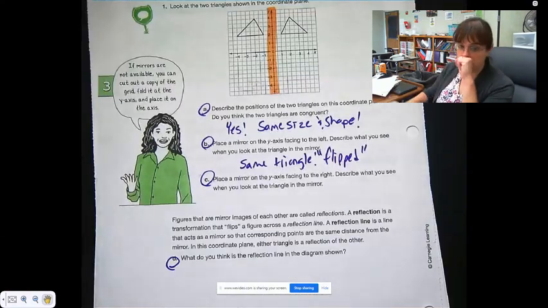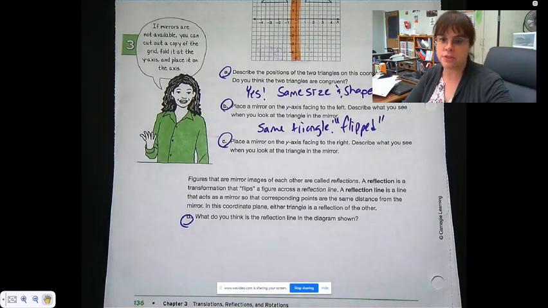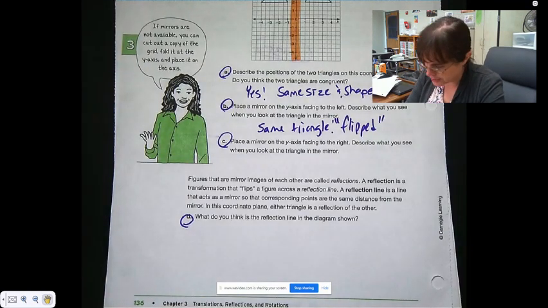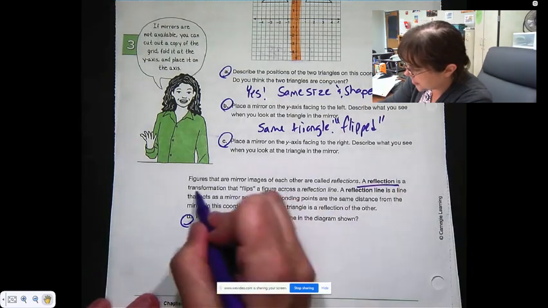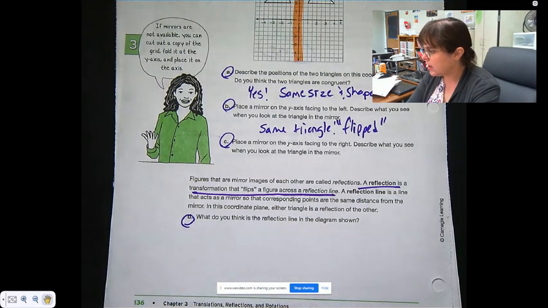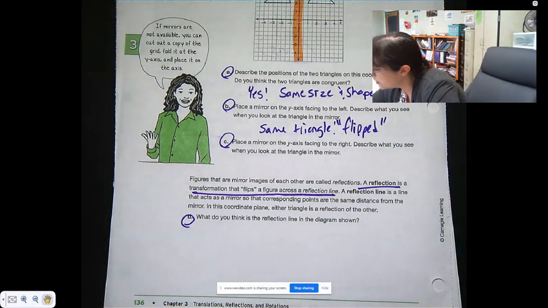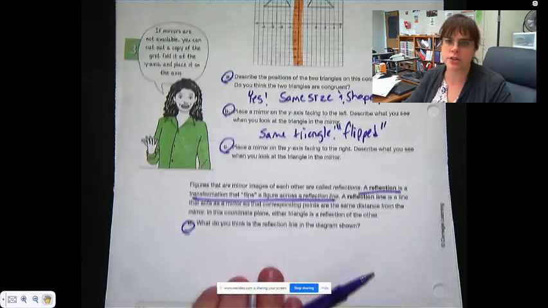reflections. So it says, recall that figures that are mirror images of each other are what we call reflections. A reflection is a transformation that flips a figure across a reflection line. A reflection line is a line that acts like a mirror. In this coordinate plane, either triangle is a reflection of the other. What do you think the reflection line is?